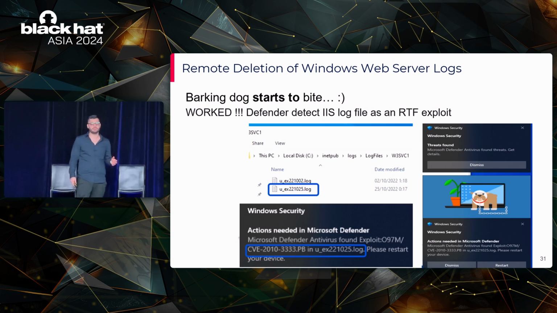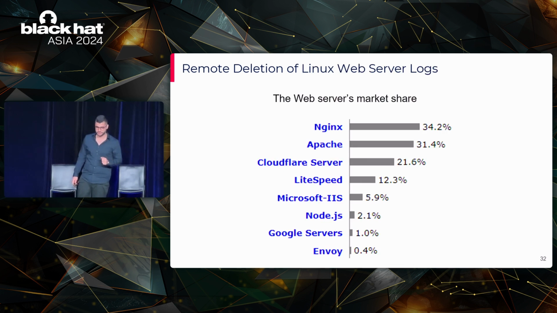And as you saw in the demo, and you can see in this picture, Defender detects the IIS log as an RTF exploit, and it will be deleted after a reboot. And IIS is a good example for Windows servers. But most web servers are installed on Linux. And in Linux, there is no EDR installed by default.